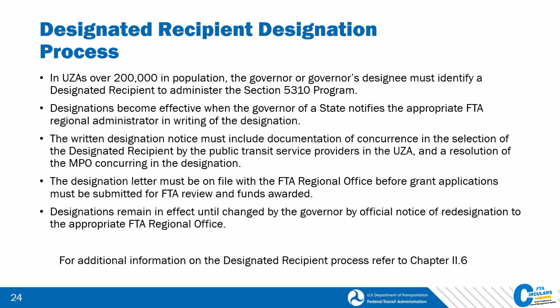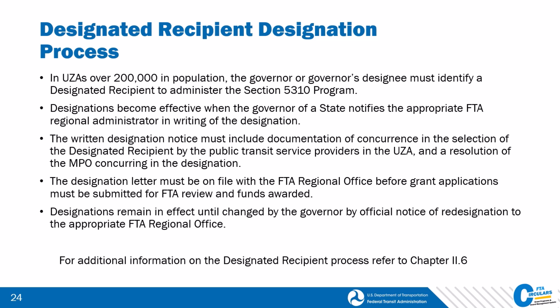In large urban areas, the governor or governor's designee must identify a designated recipient to administer the 5310 program. Designations become effective when the governor of a state notifies the appropriate FTA regional administrator in writing of the designation. The written designation must include documentation of concurrence in the selection of the designated recipient by the public transit service providers in the UZA and a resolution of the MPO concurring in the designation.